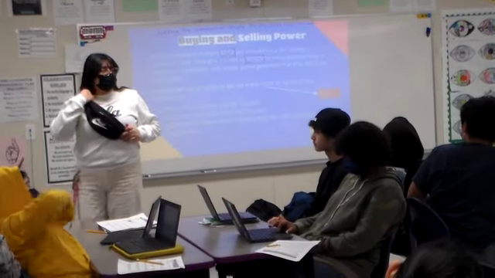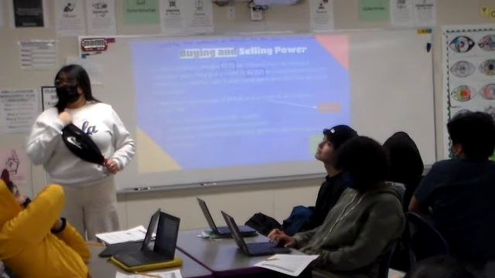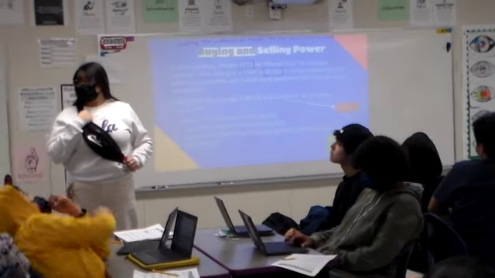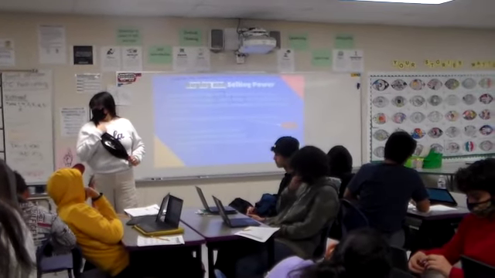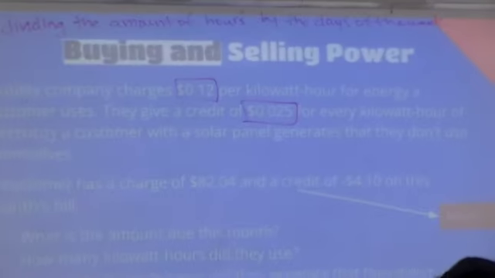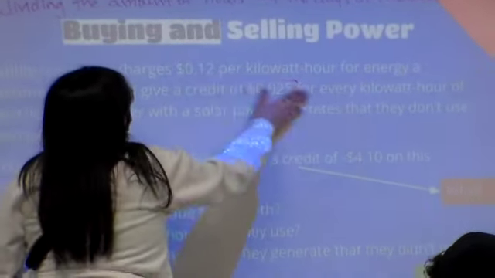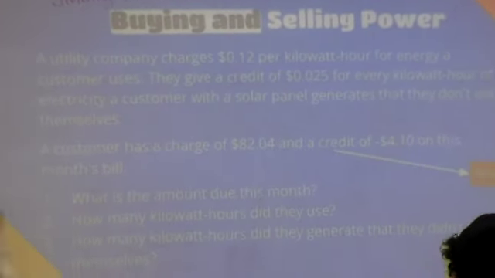So the second question was, what were some of the values that we can identify? Can we identify some of those values that we have up there? Yes, Tanya. It was 0.12, 0.025, and then an hour. And then what? An hour?